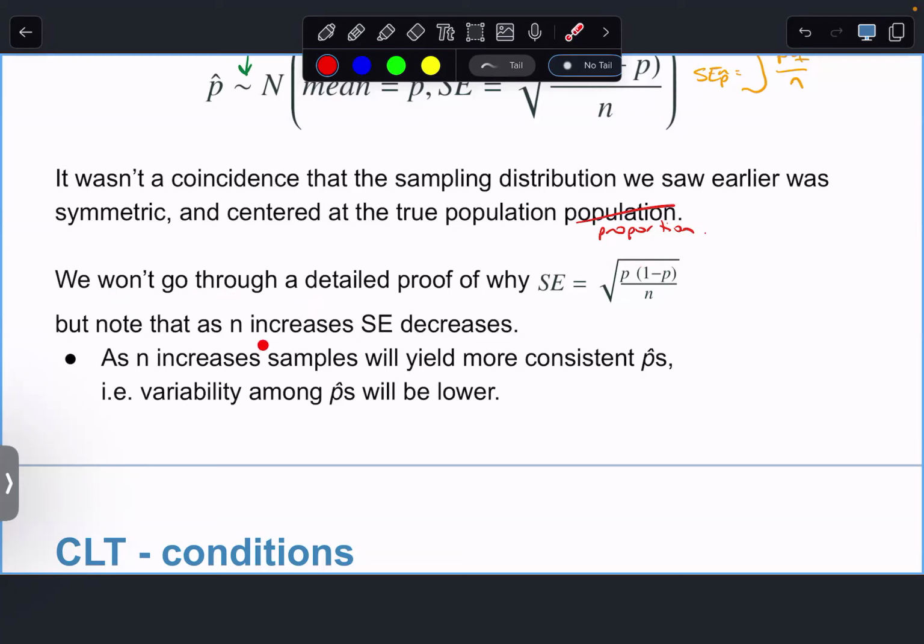But one thing to keep in mind is that if I look at n, as my sample size increases, what do I expect? As my sample size increases, then my point estimates should get better, right? I've taken up more of the population that I'm trying to learn about. And so then my p hats should start to stabilize, meaning less spread around my population proportions. And so as n increases, samples will yield more consistent p hats, which means that the variability among the p hats will be lower. Which is another way of saying that as n increases, the standard error of p hat is going to decrease.